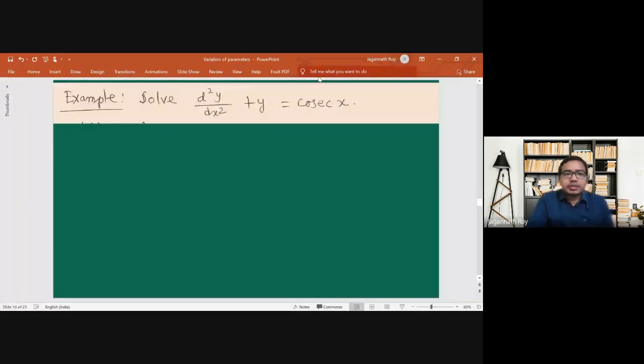Okay. Now we see one example. Solve this by the method of variation of parameters.